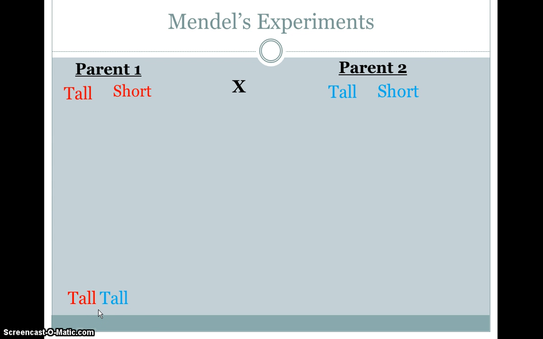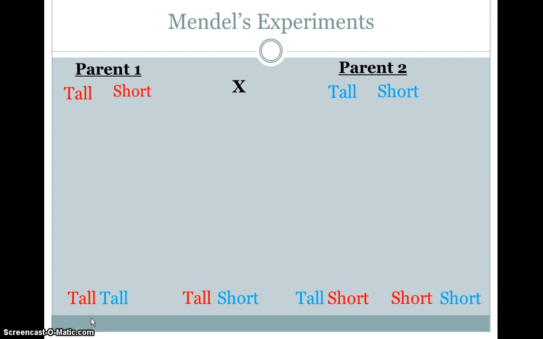But parent 1 could hand down the tall allele, and parent 2 could hand down a short allele, leading to this combination. Or parent 1 could contribute a short allele, while parent 2 contributes a tall allele, leading to this combination. And then there's one more. Both parents contribute a short allele, leading to this combination.